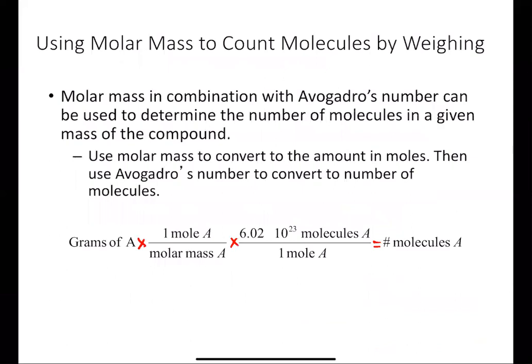So now we need to use this to count molecules. If we had a number of grams of a substance, we can use the molar mass of that specific substance and then use Avogadro's number to convert to the number of molecules. Note that you cannot just go from grams straight to molecules. You have to go through the mole first. You must convert to moles before you can get from grams into molecules.